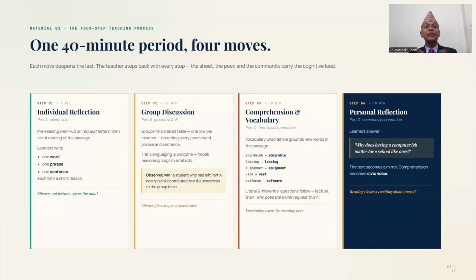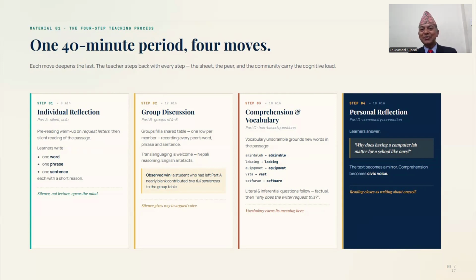On 40-minute periods, 4 moves. Each move depends on the last. The teacher steps back with every step. The sheet, the peer, and the community carry the cognitive load. Individual reflection, part A, silent, slow. Group discussion, part B, group of 4 to 6. Step 3, comprehension and vocabulary.